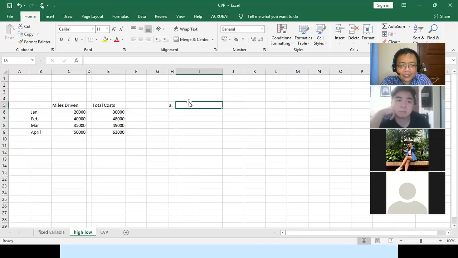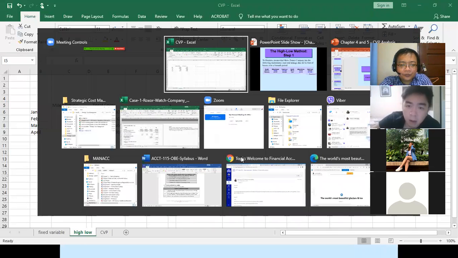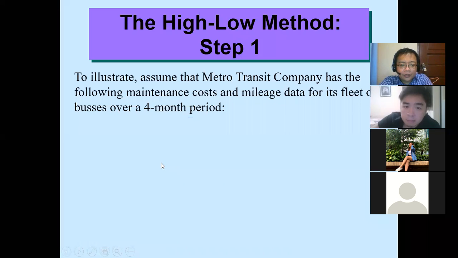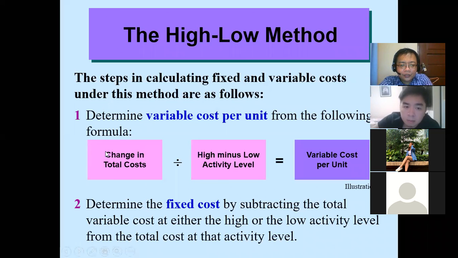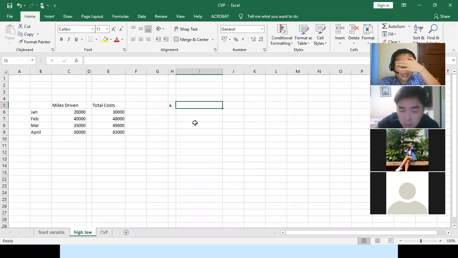Number 1 is high cost minus low cost. Diba ito yan? Cost. Kasi high and low cost, divided by the high and low activity.